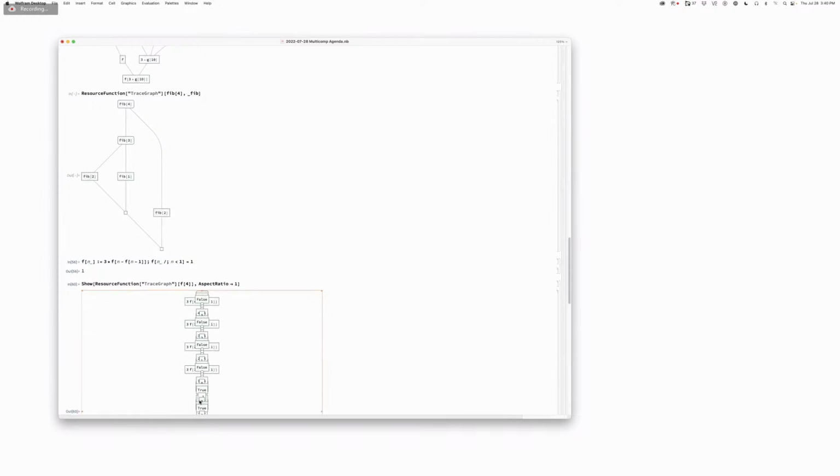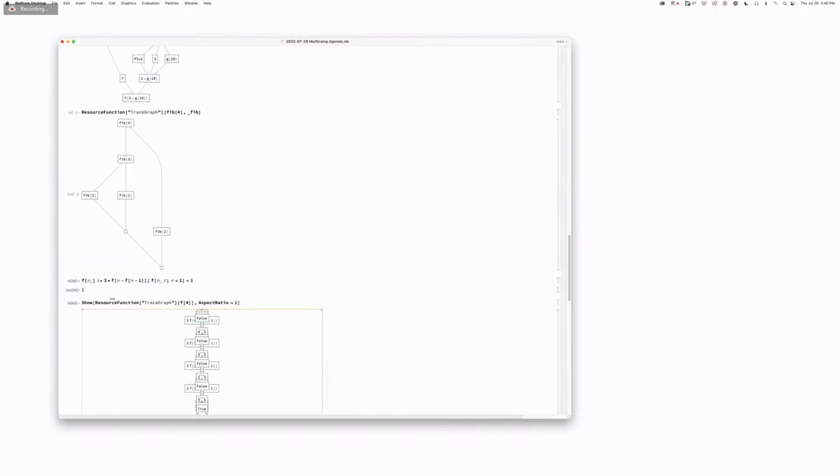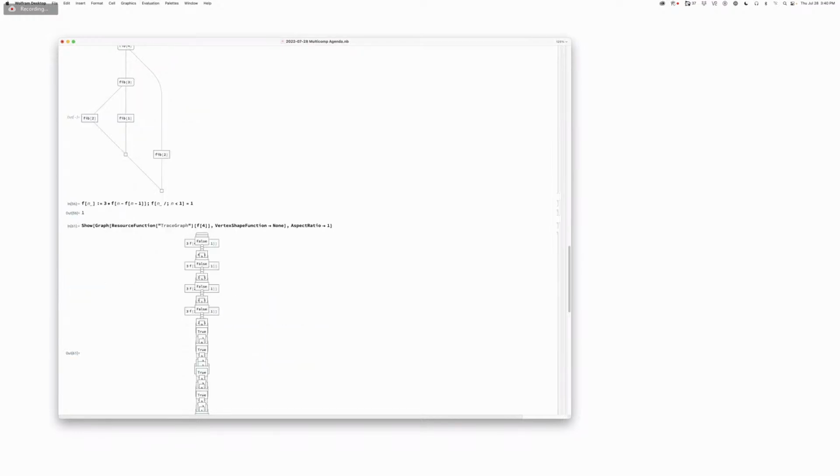Okay, well, anyway. Okay, so how do we get rid of the labels here? Is there any way to do it? Because we're going to need that. You can do vertex shape function goes to none. In what? In the reoptioning graph. Didn't work. Try all arrow now. Oh, it's an underscore. It's a button, right?